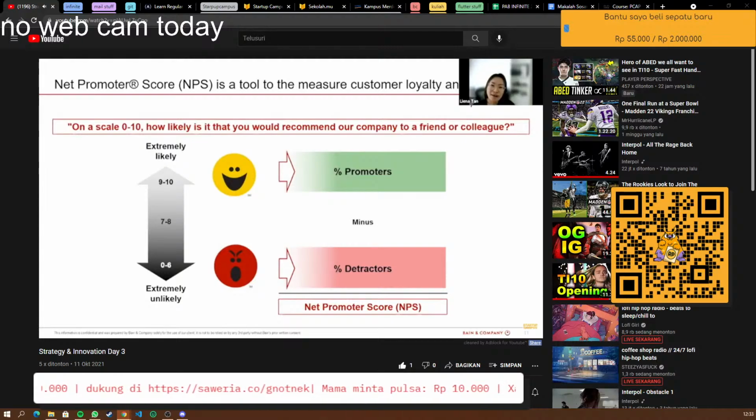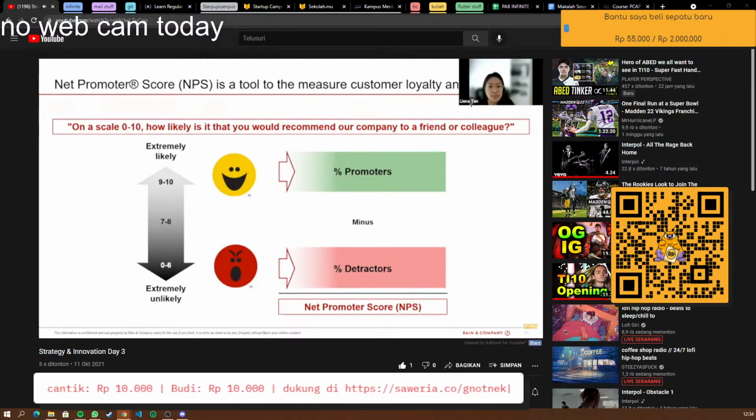They will say, harganya mahal. Maybe the service is bad, right? What else? Tunggunya lama, right? Deliverynya lama. So what you can do is filter out all my detractors, my pool of detractor customers, and categorize the reasons. What are the sources of unhappiness? Kenapa mereka nggak senang, right? If I'm TikTok, what I will do is do this survey and find out why.